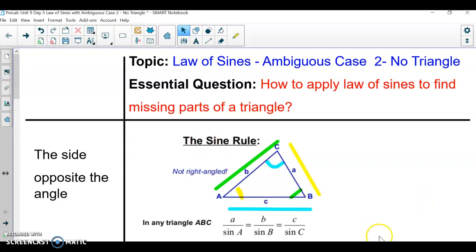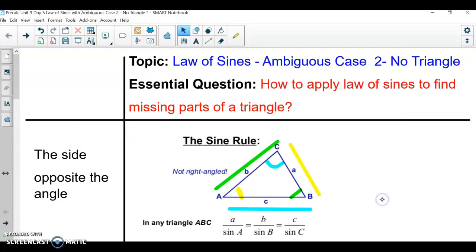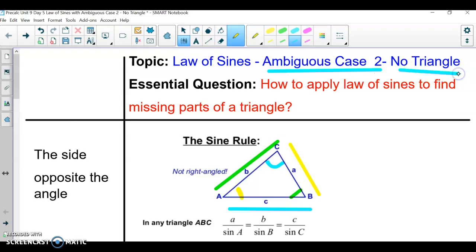So today we're going to see the second ambiguous case of the law of sines. And the second ambiguous case, as we see here, is when there is no triangle. When do we have no triangle is what we're going to be seeing. Ambiguous case number 2, there's no triangle. We're still applying the same law of sines as the day before.